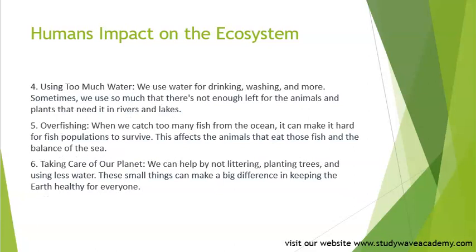Good. Using too much water. When we use water for drinking, washing and more, sometimes we use so much that there is not enough left for the animals and plants that need it in the rivers and lakes. Overfishing. When we catch too many fish from the ocean, it can make it hard for fish populations to survive. This affects the animals that eat those fish and the balance of the sea.